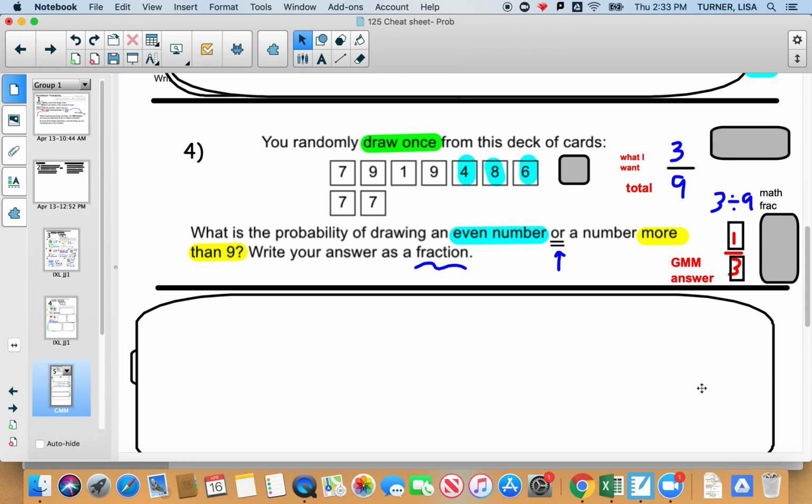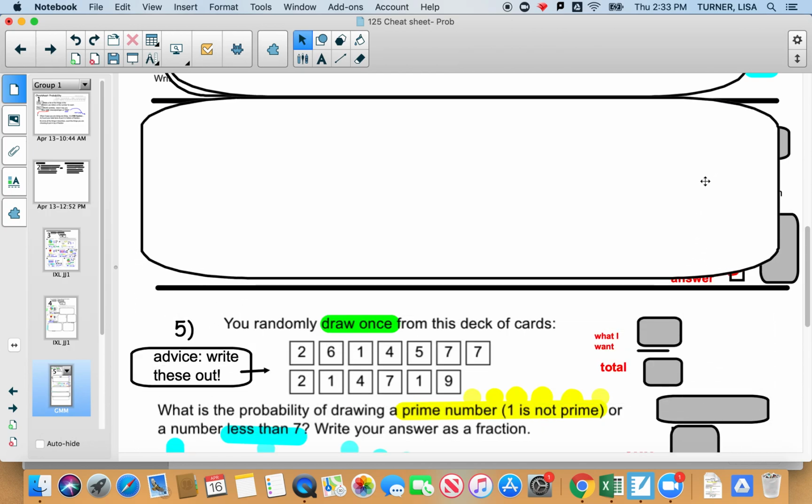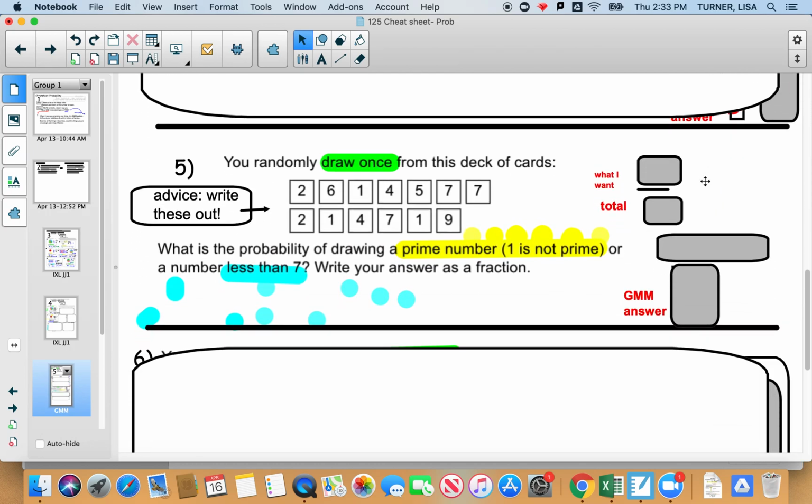So marking everything up and totaling. Number 5. All right. Again, you randomly draw once from this deck of cards. My total is 7, 8, 9, 10, 11, 12, 13 total. All right. And I have some descriptions here, and I have this advice, and I'm going to advise you a lot of times if they have cards written out, a bunch of them, I would just write the numbers down on my scrap paper because I want to mark up a bunch of things.